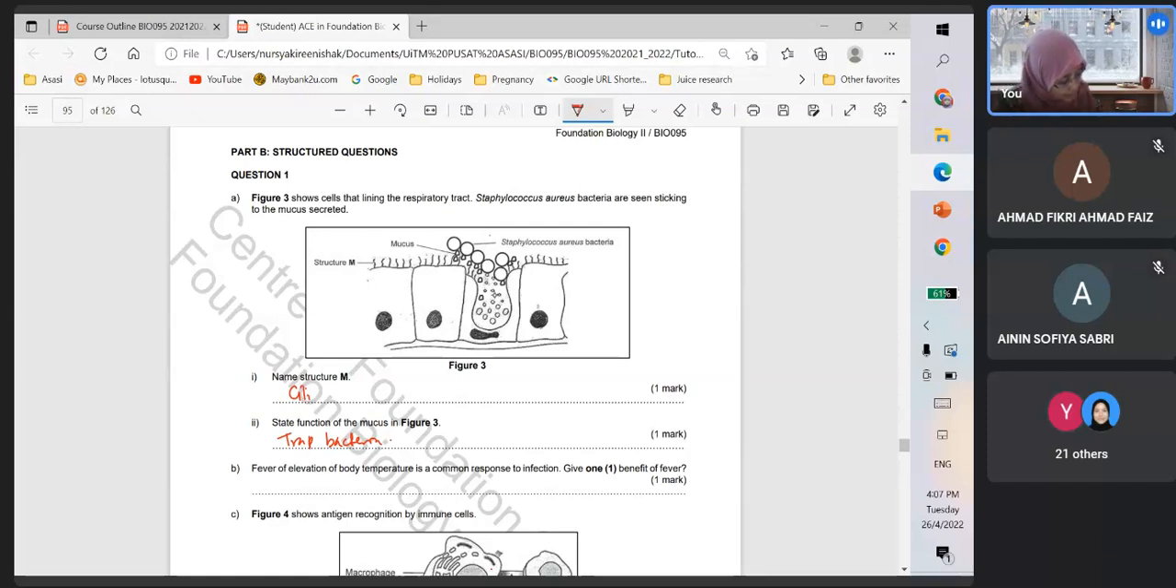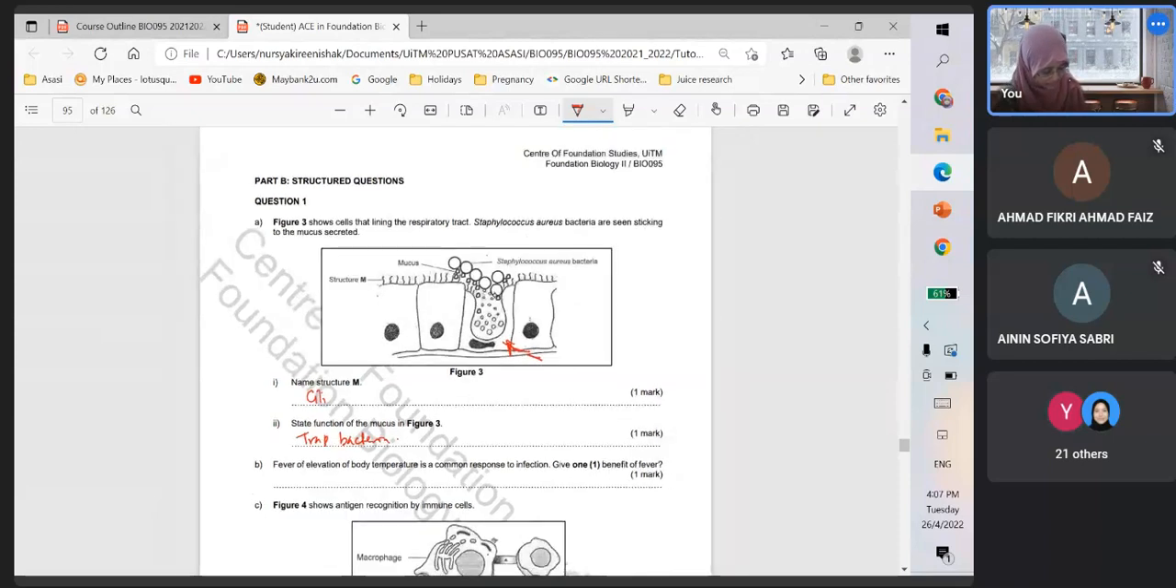So the mucus is produced by what cell lining the respiratory tract? Which cell will secrete this mucus? What is the name of this cell? Ainin. What is the name of the cells secreting the mucus that lines the respiratory tract? Goblet cell. Okay, goblet cell. Fikri, back to the cilia just now. What is the function of the cilia actually?